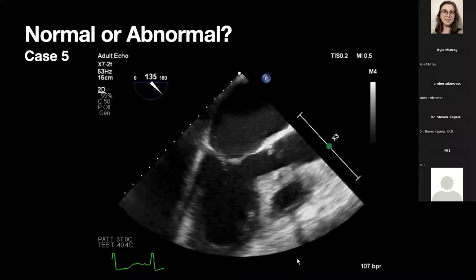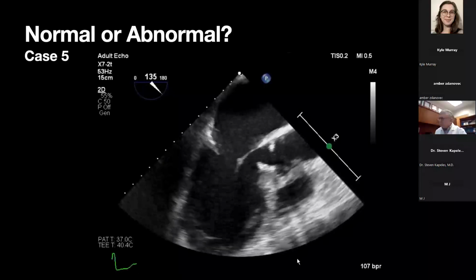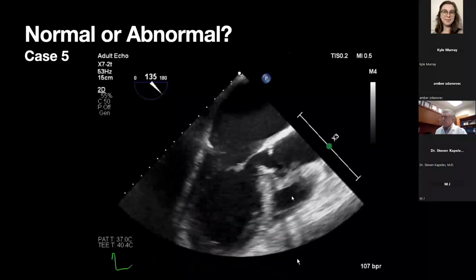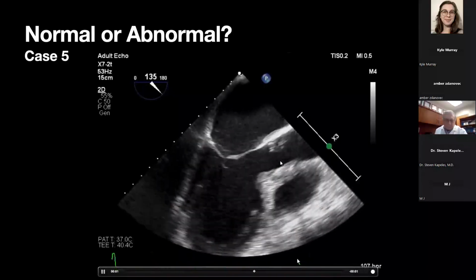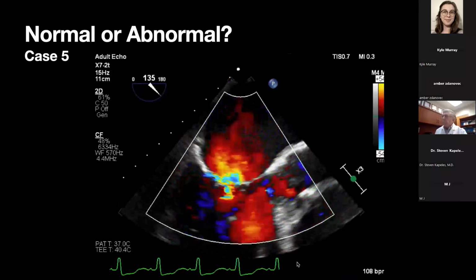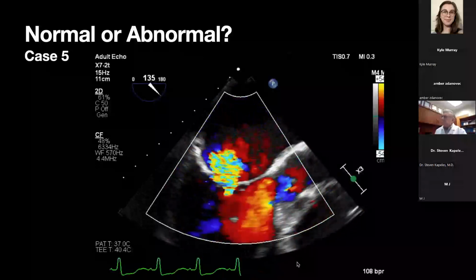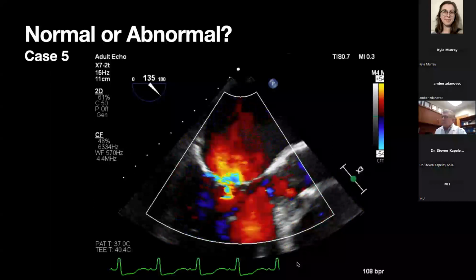Okay, and what leaflet looks like the big problem leaflet right now? The right. So that bottom one's always the right. And remember, this is your RV, and you're always right when you say this one's right. Okay. So we're gonna put some color on it. Holy buckets. All right. So what do we think we see here besides a lot of turbulence?